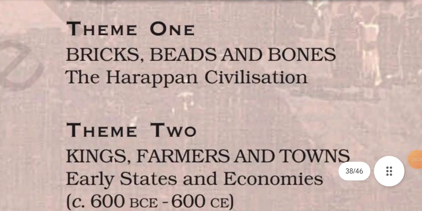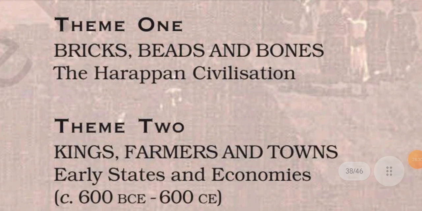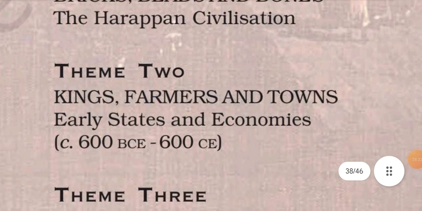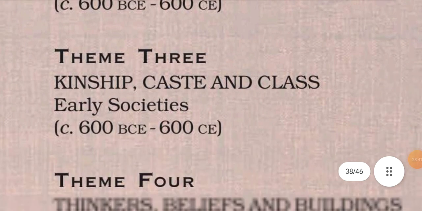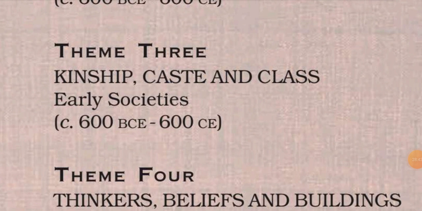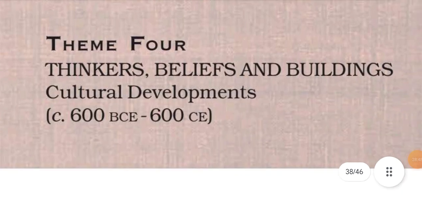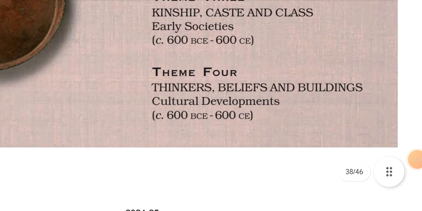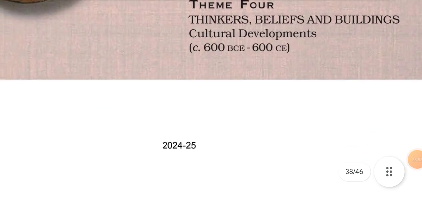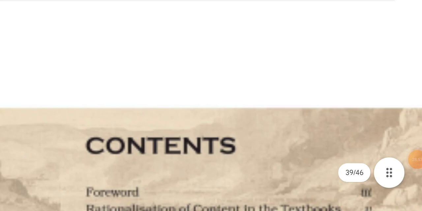Theme 1: Bricks, Beads and Bones: The Harappan Civilisation. Theme 2: Kings, Farmers and Towns: Early States and Economies, c. 600 BCE to 600 CE. Theme 3: Kinship, Caste and Class: Early Societies, 600 BCE to 600 CE. Theme 4: Thinkers, Beliefs and Buildings: Cultural Developments, c. 600 BCE to c. 600 CE.